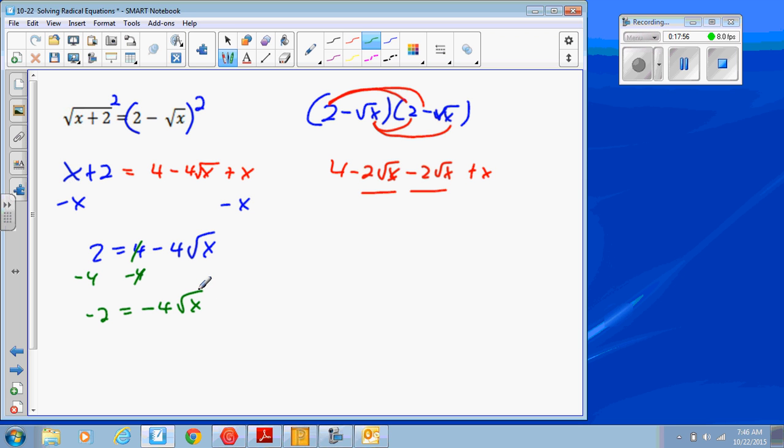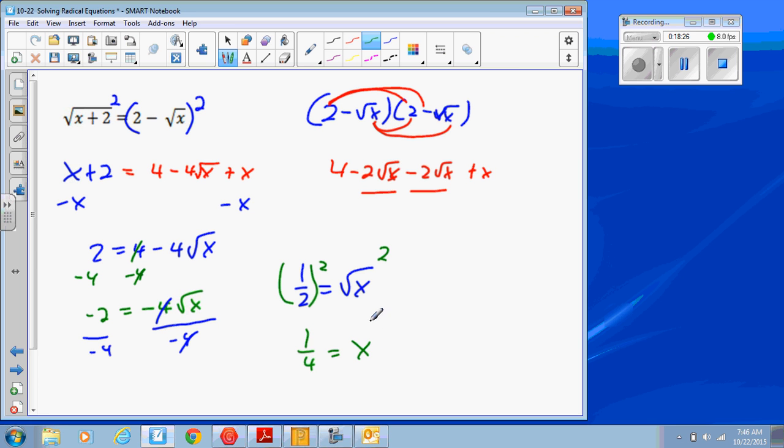And then the last step would be to get rid of this negative 4 here. Okay, to do that, I'm going to divide both sides by negative 4. This cancels, and I have 1/2 equals the square root of x. So now that the square root is isolated, I can square both sides again. So I square this side, and I'm going to square this side. 1/2 times 1/2 is 1/4 equals x.